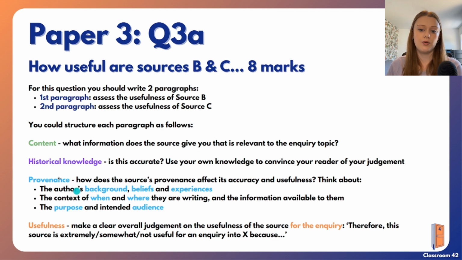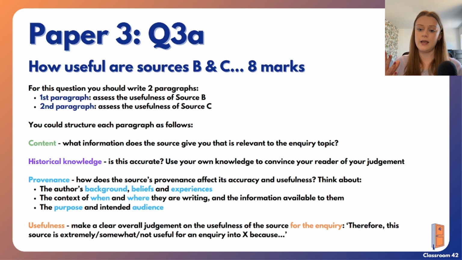Then we're going to bring in our provenance. So this is the bit of text at the top of the source that tells us a little bit about the author, maybe a bit about their beliefs, about what the source actually is. So whether it's a newspaper article, a propaganda poster, that kind of thing. And we can talk about how this affects the source's usefulness and also its accuracy. So we've got to think about the author's background, beliefs and experiences. We're going to look at the context of when and where they're writing and the information available to them. And we're going to look at the purpose and intended audience. So these are all things that might affect the accuracy of the source.